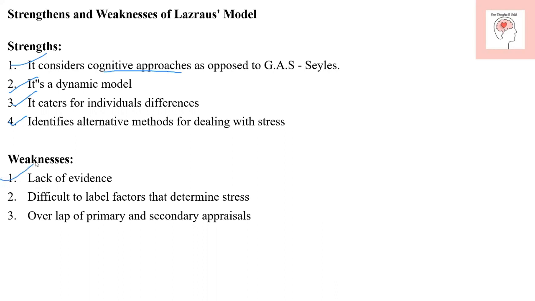Then what is the weakness? That there is lack of evidence. Like, it is not practically possible to apply this model in all situations. So there is lack of evidence. Then it is difficult to label factors that determine stress. Then there is overlap of primary and secondary appraisals. Also, sometimes it gets too difficult to determine which thing is causing you stress, what is the stressor for you at that moment, especially when you are suffering from depression. It becomes very difficult for you to identify what actually is stressing you out. So I hope this model is clear.